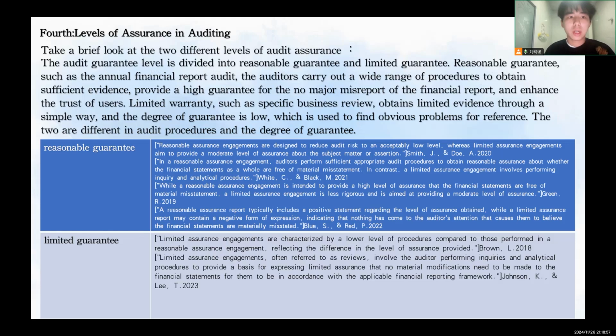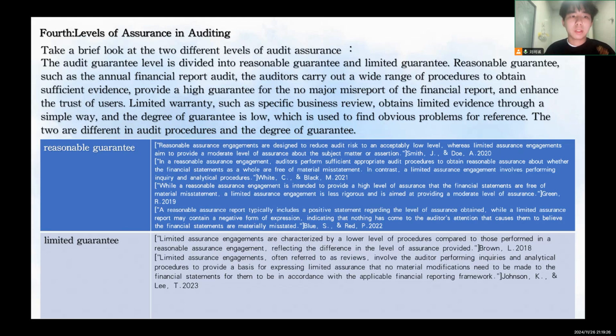Limited assurance, such as the special business review, where limited evidence is obtained by sample means, with a low degree of assurance that is used in identifying problems. The difference is in auditing performance and the level of assurance. Reasonable assurance is designed to reduce audit risk to an acceptable level.